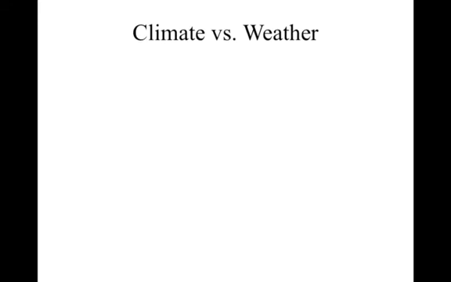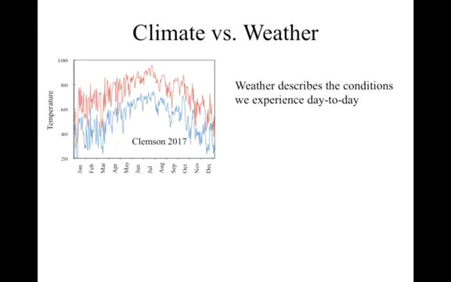So first we're going to look at climate, and before we do that, I want to make a very strong distinction between climate and weather. Weather describes the conditions that we experience from one day to the next. That graph on the left-hand side is actually a graph of weather in Clemson in 2017. The red line is the high temperature and the blue line is the low temperature on each day in 2017. And there's only one measurement for each day for the high and the low temperatures, because there's only 1 year to make the measurement.